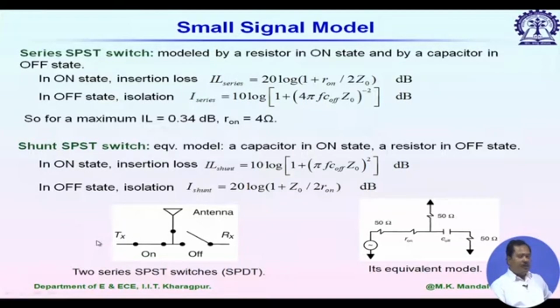At millimeter wave frequencies, or even at microwave frequencies, if nothing is specified, it is a 50 ohm system. On the left hand side it is represented by a 50 ohm source, and the right hand side is also represented by a 50 ohm load. Antenna input impedance when matched is also 50 ohm.